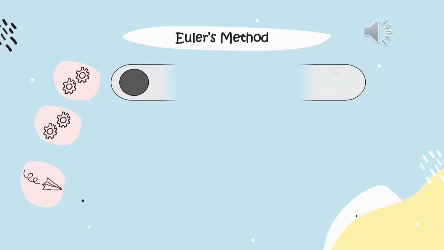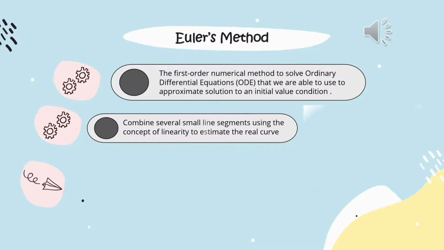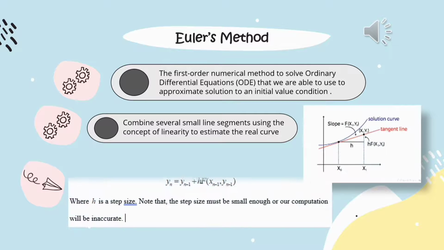So let's see the second approach, which is Euler's method. Euler's method is a first-order numerical method to solve ordinary differential equations that we are able to use to approximate the solution to an initial value problem. The idea behind it is to combine several small line segments using the concept of linearity to estimate the real curve. We can see this clearly through the diagram.